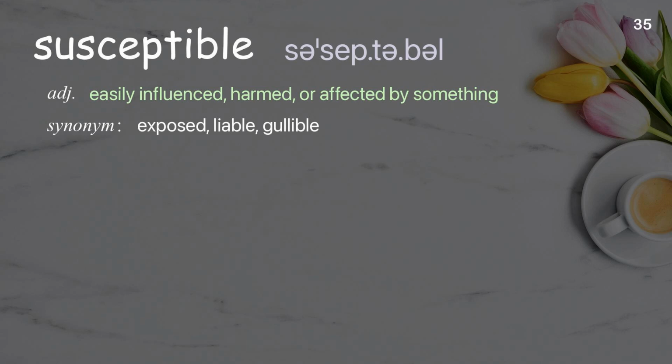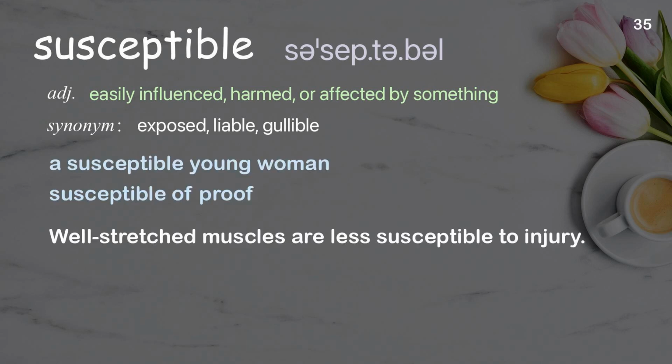Susceptible. Easily influenced, harmed, or affected by something. Examples: A susceptible young woman. Susceptible of proof. Well-stretched muscles are less susceptible to injury.